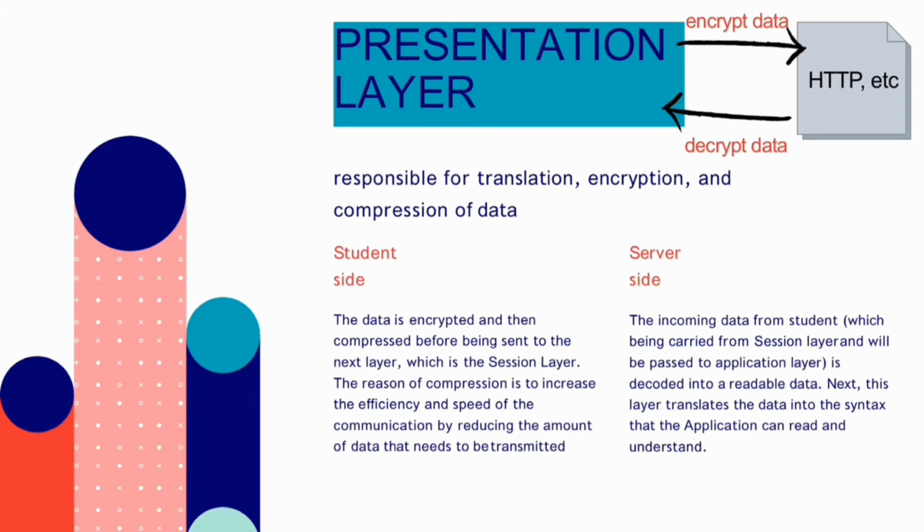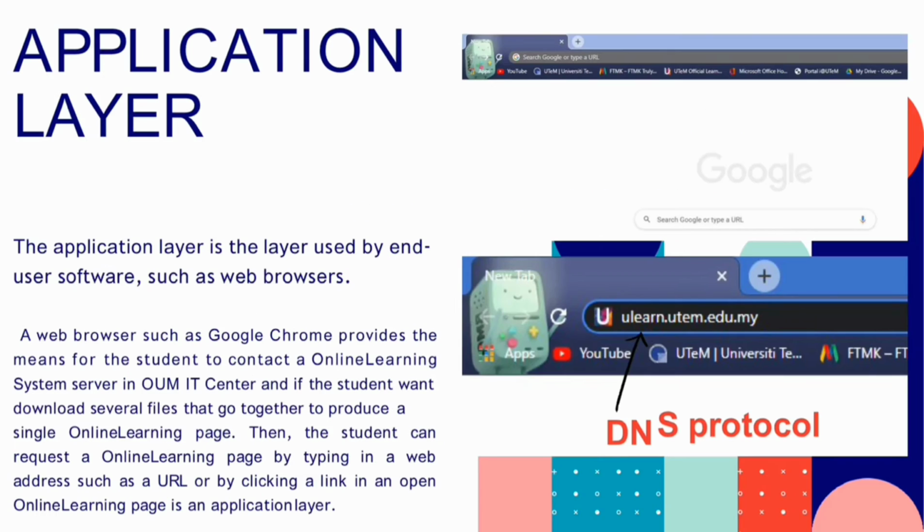Last but not least, for the presentation layer, the function is to encrypt and decrypt data. For example, the student encrypts the data and the server decrypts the data. The last layer is the application layer. The application layer is used by user software such as a browser. For example, we have shown ulearn.utm.edu.my, which we call the protocol.